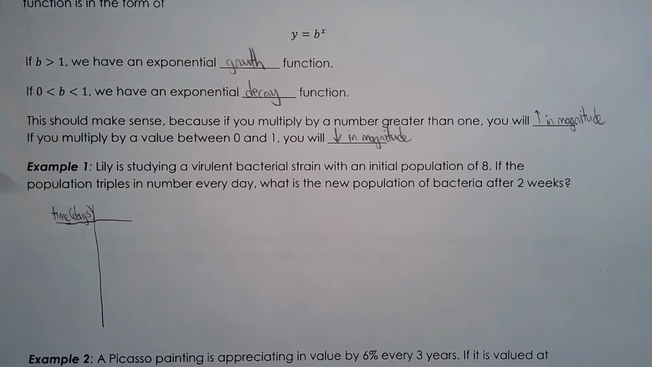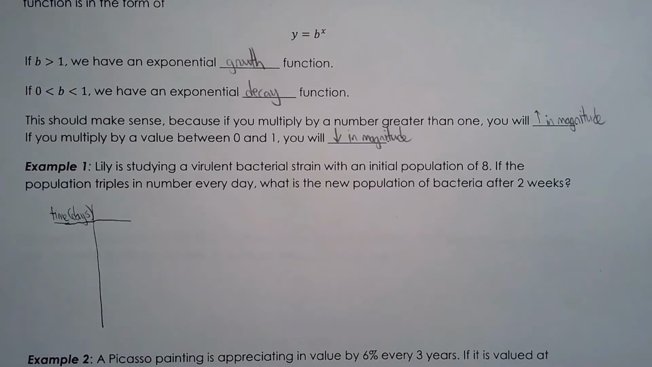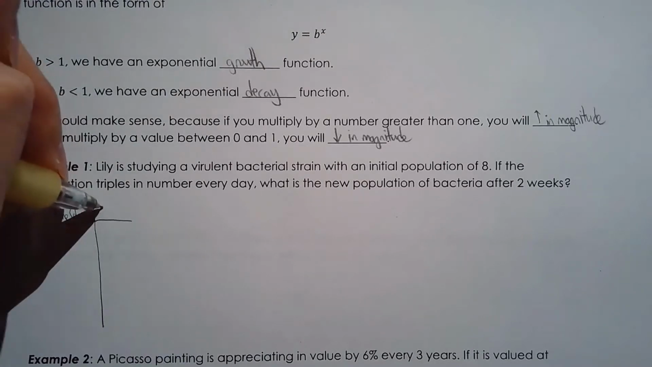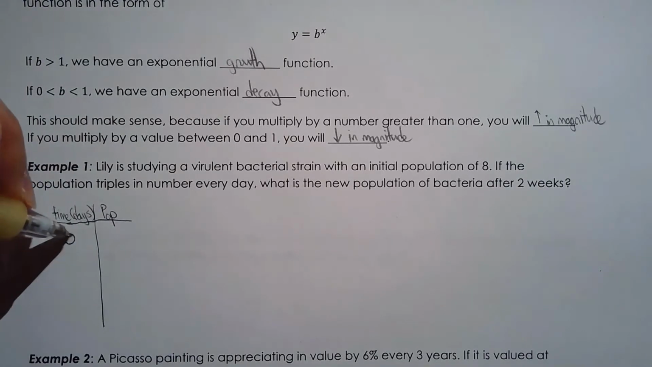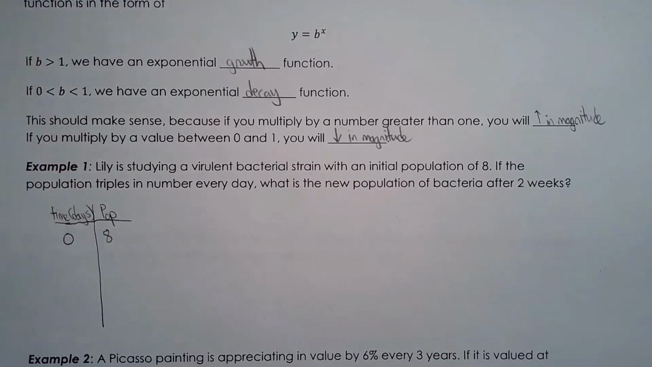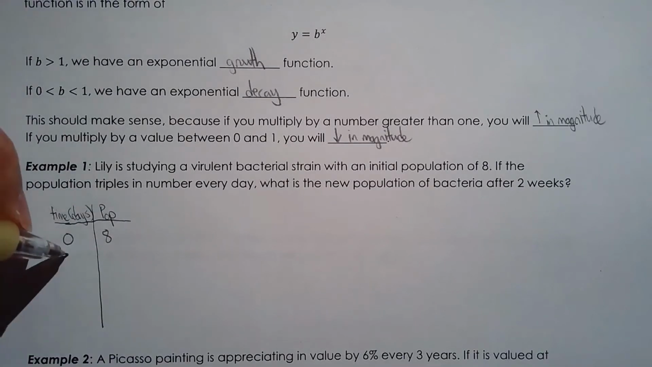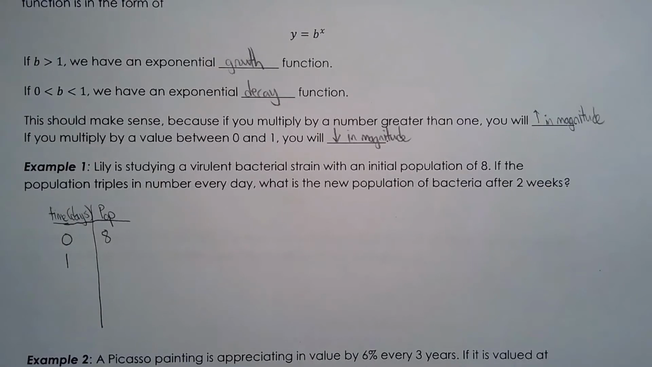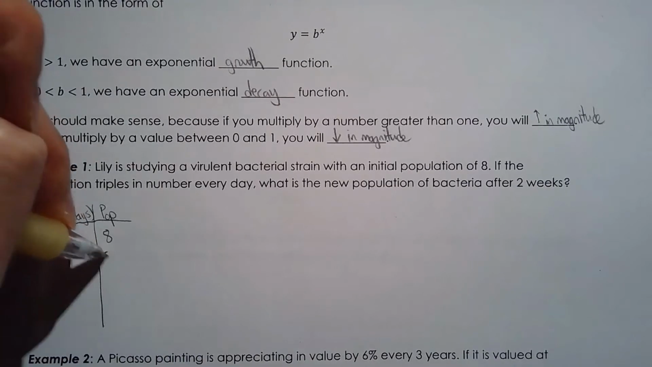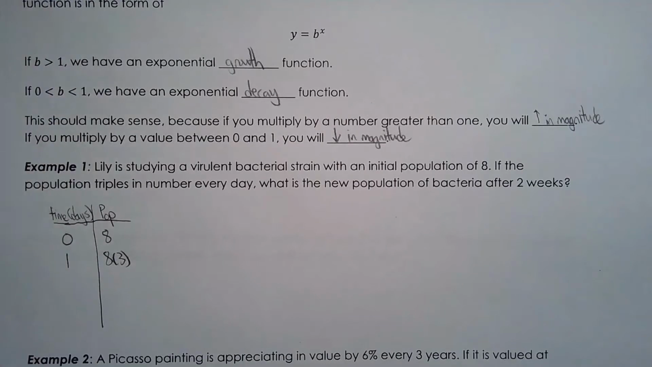So we're talking about time in days and the population. The initial population right from the beginning is 8, and it's said to be tripling every day. So after 1 day, I know you have 24, but I'm not going to write 24. I'm going to write 8 times 3. I tripled the previous population.